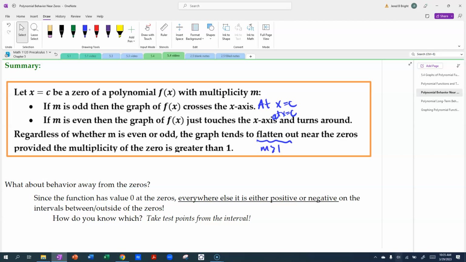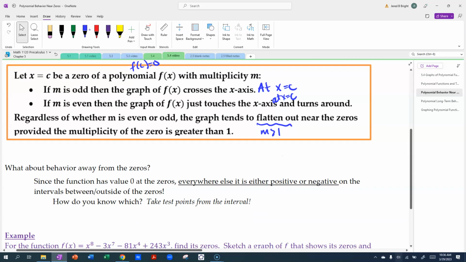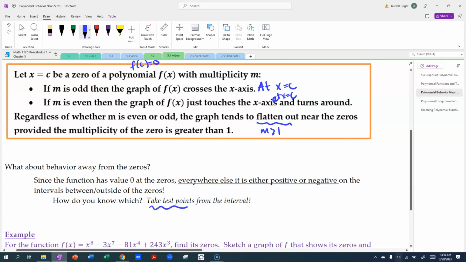Okay, well, by definition, the zero means that the function is 0, right? So literally f of c would be 0, and that would be all the places where the function is 0. Thus, if it's 0 at these values of c, then everywhere else it's either positive or negative, okay? And so what I would say is, how do you know if it's positive or negative? Take some test points.